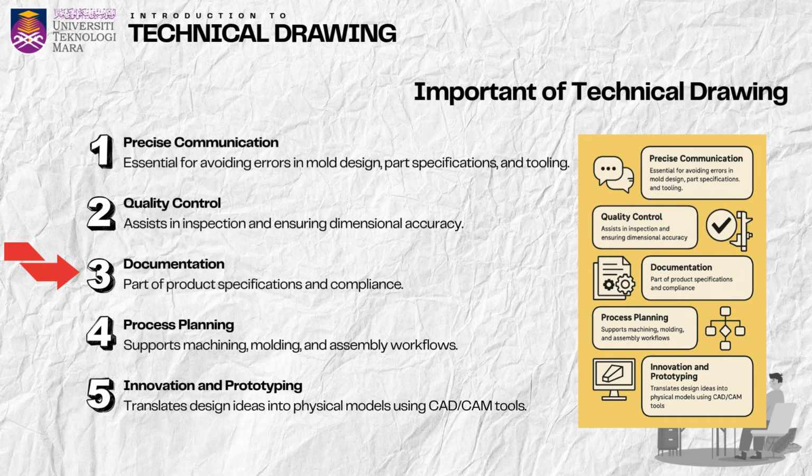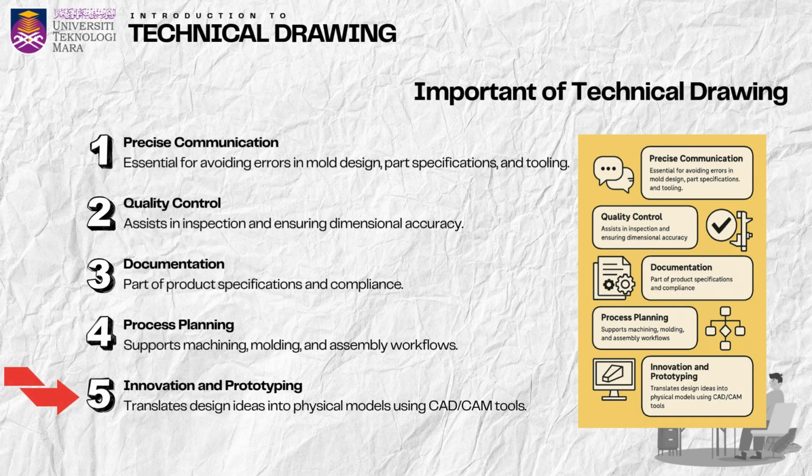In addition, technical drawings are essential for process planning. They help production teams determine how a part should be made, guiding machining operations, mold setups, and assembly procedures. The information in the drawing supports decision-making on tooling, materials, sequence of operations, and even cost estimation.